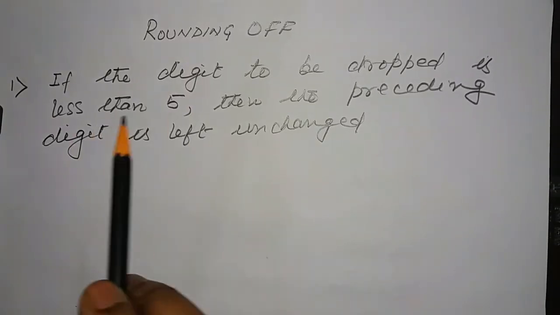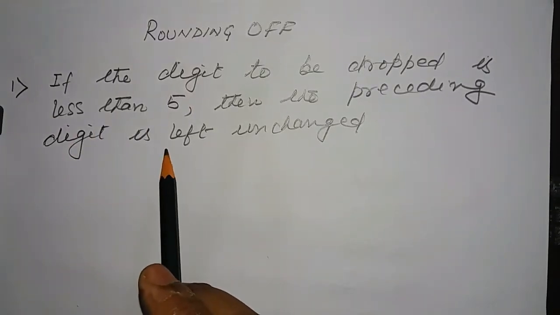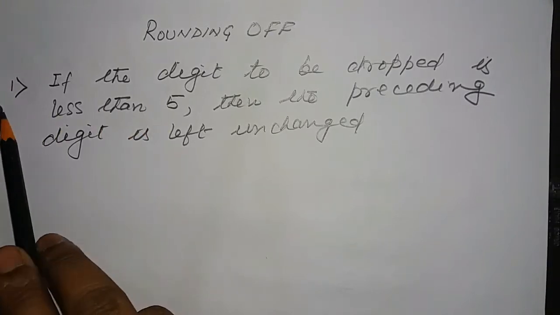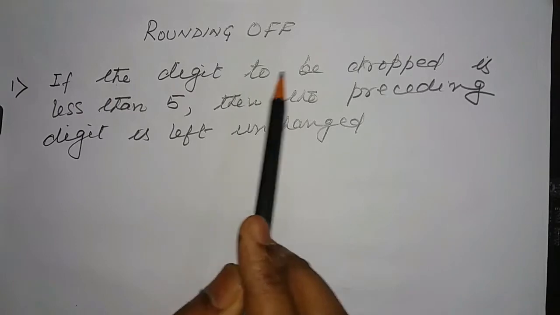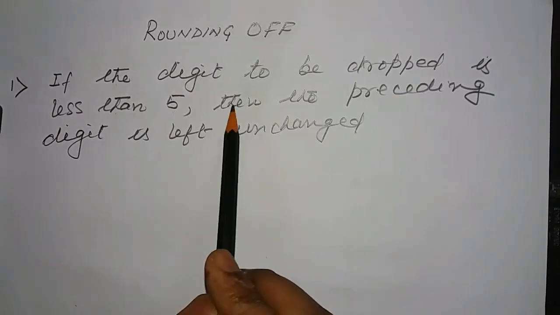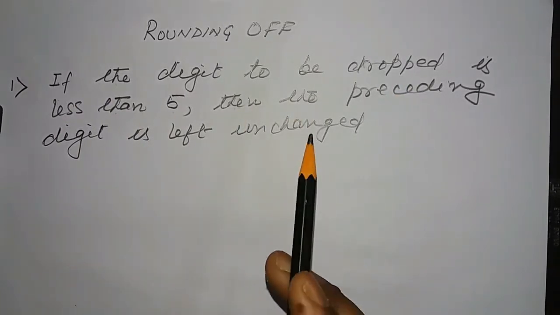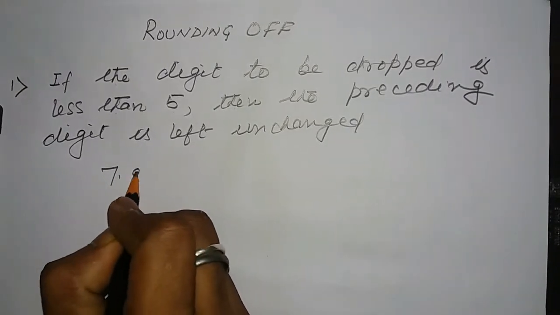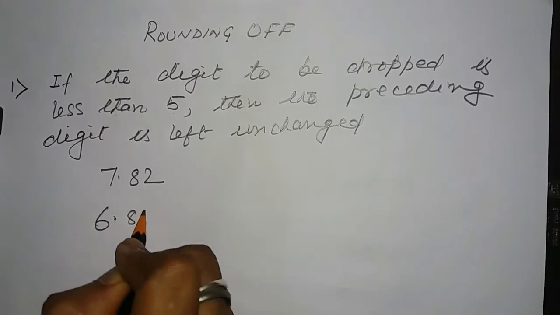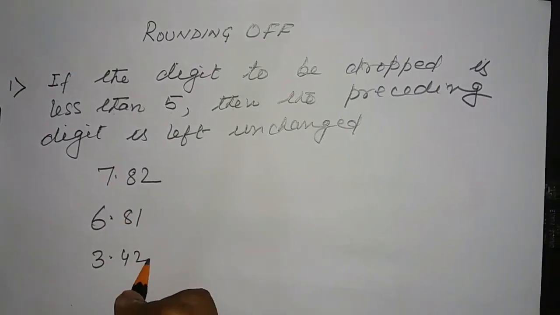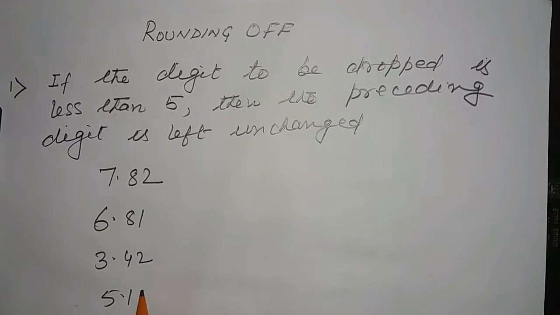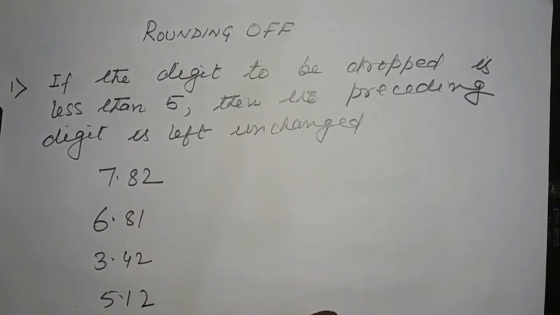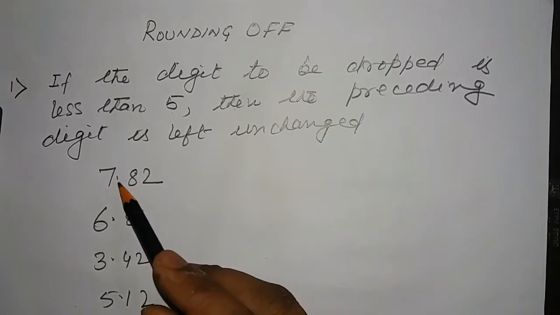While rounding off measurements, we are going to follow the following rules. Rule number 1: if the digit to be dropped is less than 5, then the preceding digit is left unchanged. For example, 7.82, 6.81, 3.42, 5.12. I have to write all these figures in two significant figures.